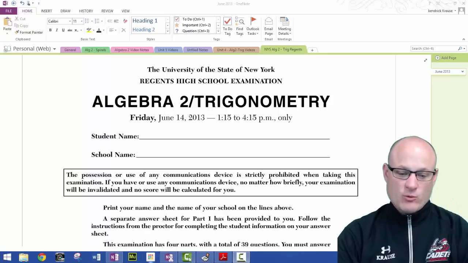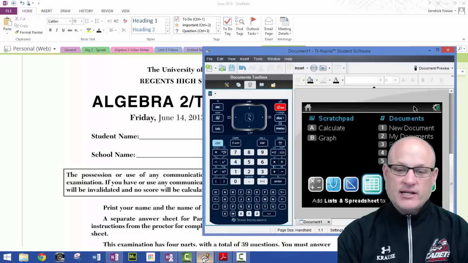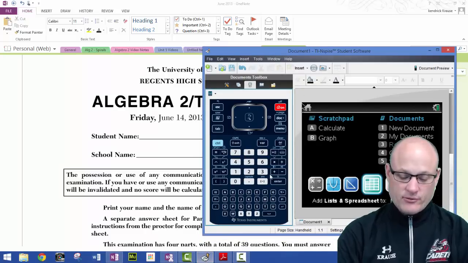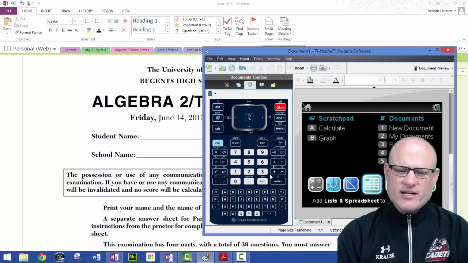To do this, I will be using the TI Nspire software as well. If you don't use this calculator in your classroom, it's relatively similar to the graphing calculators, TI-84 and things like that, but this one has buttons in different places. So I'll be using this one because this is what I use in my classroom, and I do not have the emulator for the TI-84 on my computer.